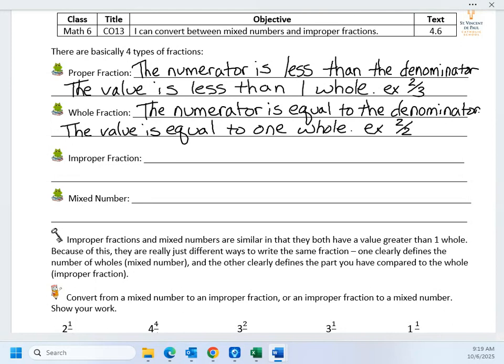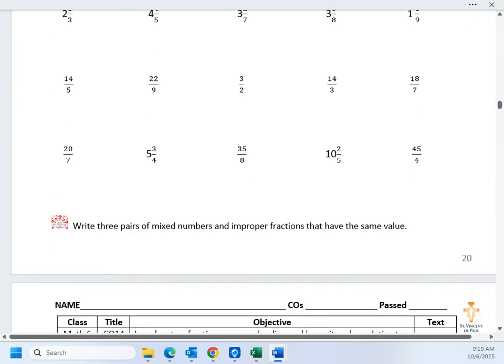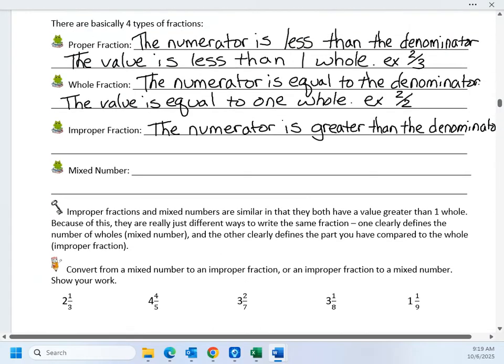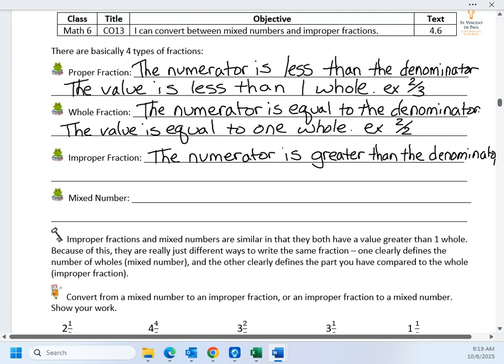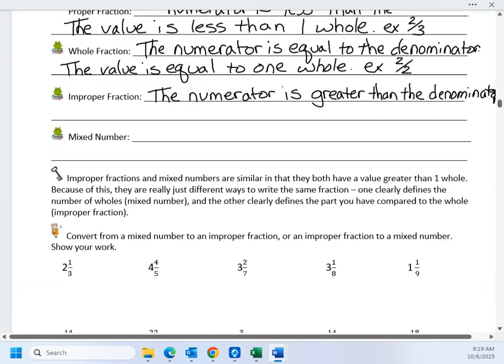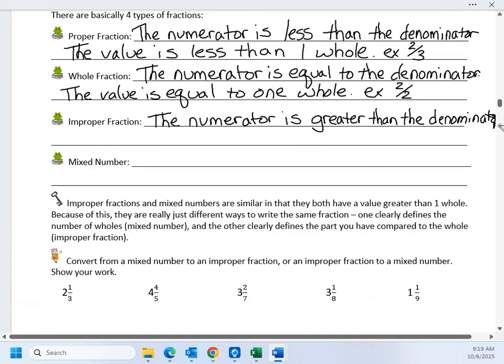An improper fraction, the numerator is greater than the denominator. Ran out of room for that R there. Let me rewrite denominator smaller.